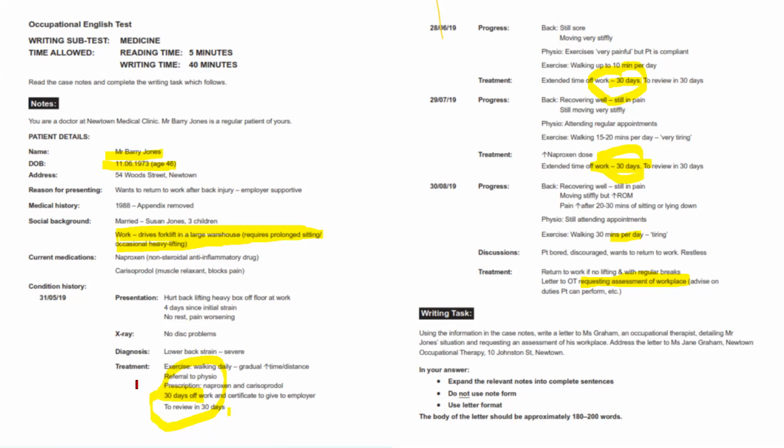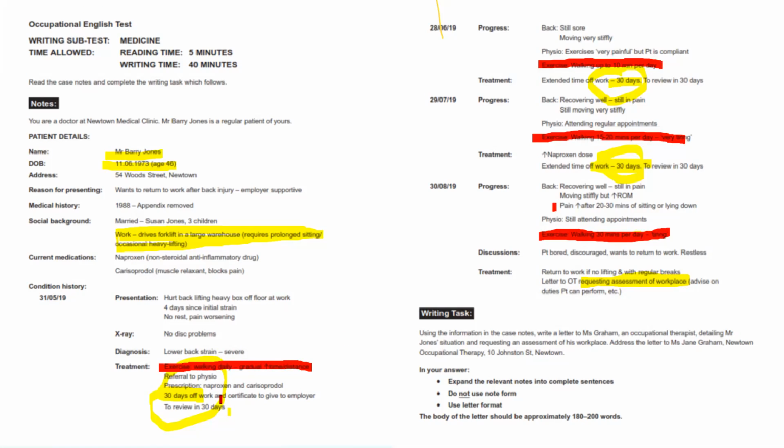Starting from here, we mentioned that the patient is performing 30 minutes of exercise. So this case note and this case note and this case note and this case note. We have 4 points summarized in 1 point, that the patient is performing exercises for 30 minutes daily. So this is the summary of these 4 points.